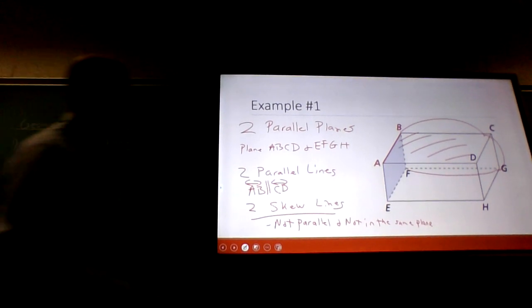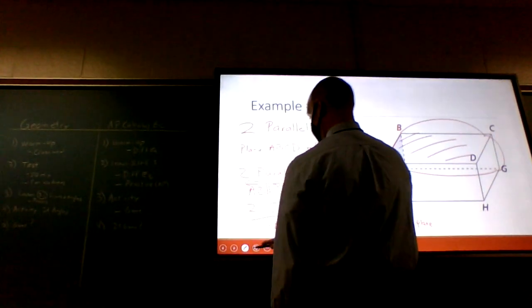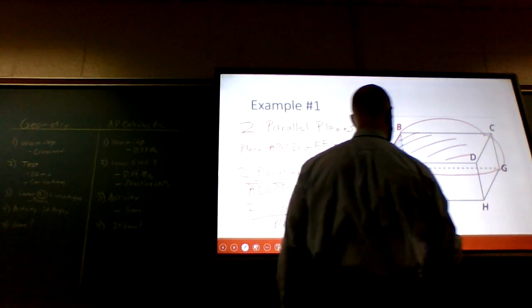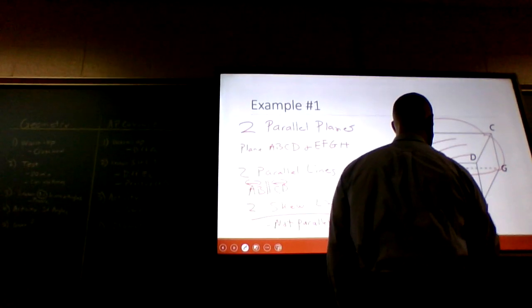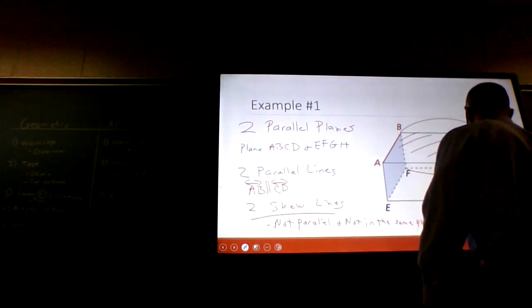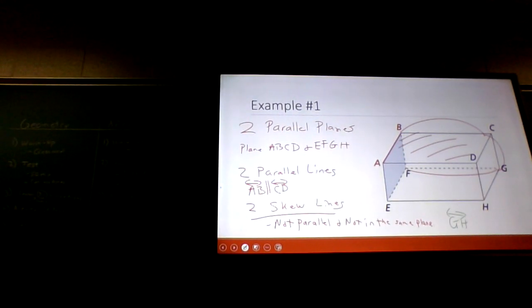GF and AD. Okay, so hold on. So he's saying line, let's do a different color. Line GF. Or did you say GH? Actually, I'm going to force you. GH is good. GH and what? So we're talking about this line right here, right? What would be one that's not parallel to that line and it's not in the same plane? BC? Yes, that'll work.